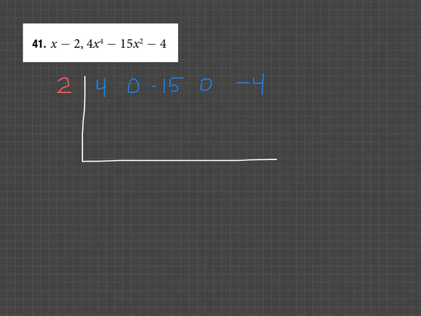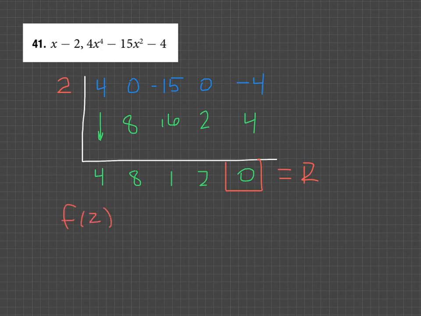Now let's go through the synthetic division. All right, we bring down this 4. We multiply that 4 times the 2, and we get 8. Add down, and that gives us an 8. That 8 times the 2 is 16. Adding down, we get a +1. 1 times 2. Add down, we get 2. And then 2 times 2, we get a +4. We add down, and that gives us a 0. And our remainder is 0. So that tells us that f of 2 equals 0. So 2 is a 0 of the function, and x minus 2 is a factor.